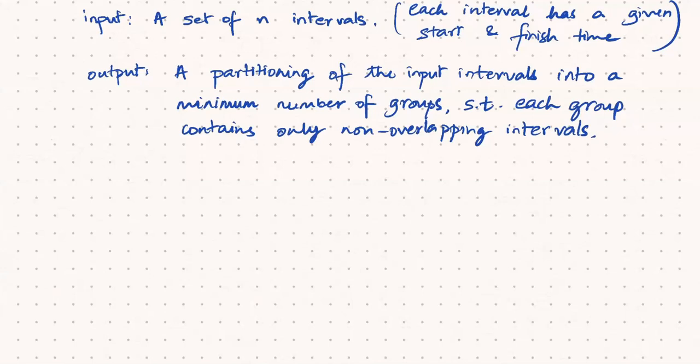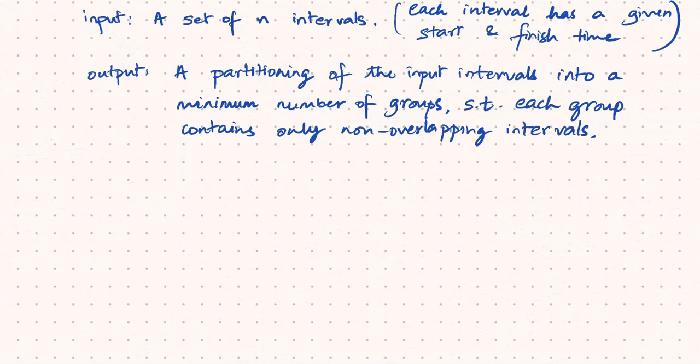Okay, so this is the problem that we would like to solve. So how could we approach this problem? Could we try a greedy approach, something like in the previous problem? So we would consider intervals one by one and decide which group to put them in. So how do we form these groups? Initially, how many groups are there and how do we go about this?